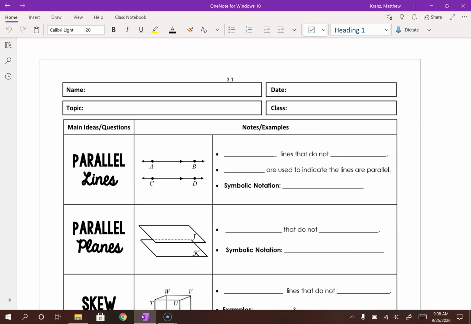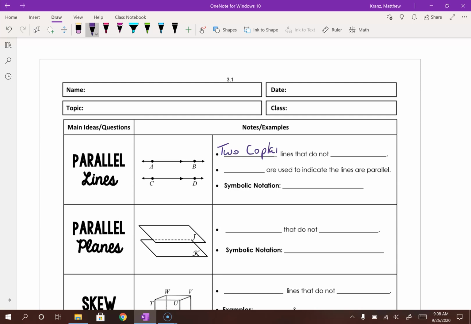Alright, so when we go ahead and look at it, parallel lines are technically two coplanar lines. Coplanar just means they're on the same plane, like the same flat sheet of paper, and they do not intersect. So they never touch. They're running in the same direction. The arrows, which are these right here, are used to indicate parallel lines.